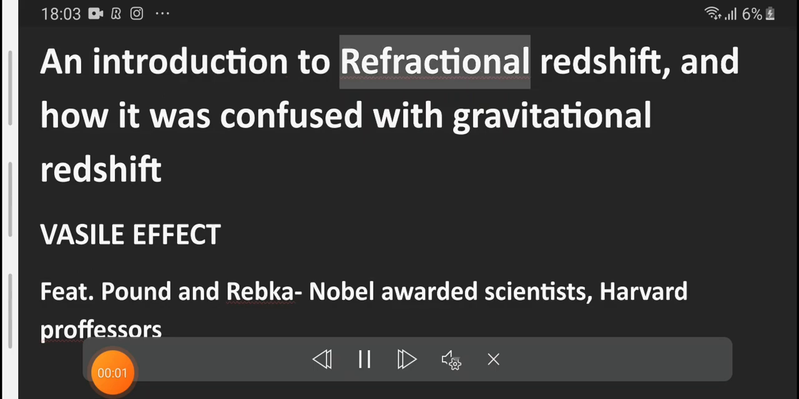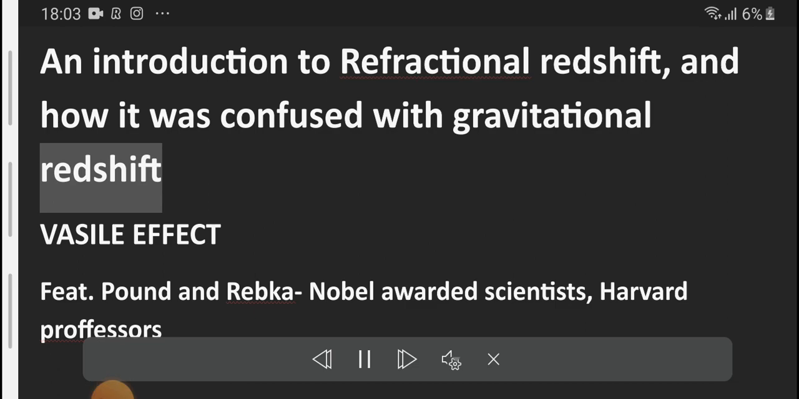An introduction to refractional redshift, and how it was confused with gravitational redshift. Vossile effect. Pound and Rebka, Nobel awarded scientists, Harvard professors.